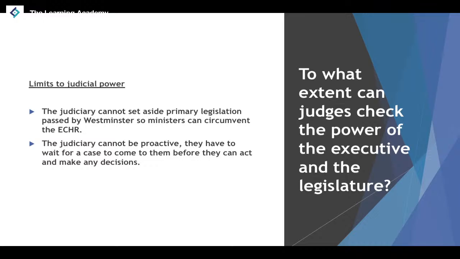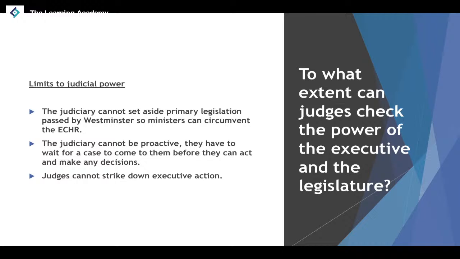A judge cannot check the power of the executive and the legislature if nobody brings a complaint to them. If there are no complainants in a case, then they can't do that. So they can't be proactive. That's an example of a limit to judicial power.